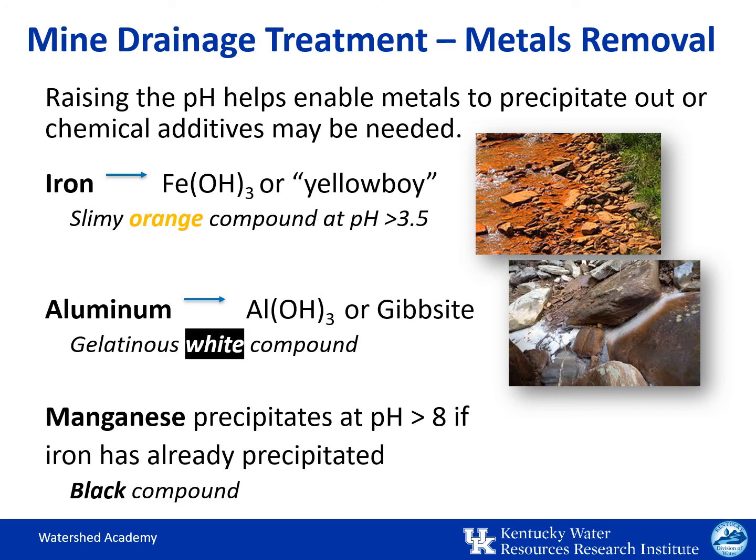For example, iron can destroy aquatic food chain that fish feed on and can clog gill structures of fish. Iron, manganese, and aluminum are the most common metals that need to be removed from mine drainage. Each forms a solid precipitate with an identifying color. Metals may be removed by raising the pH of the water and allowing them to precipitate out as sediments, or by adding chemicals to encourage precipitation.